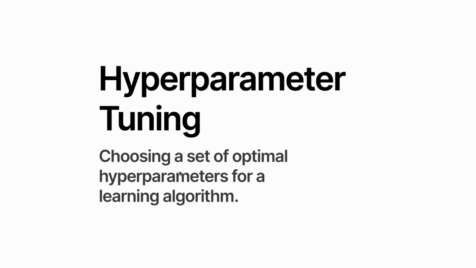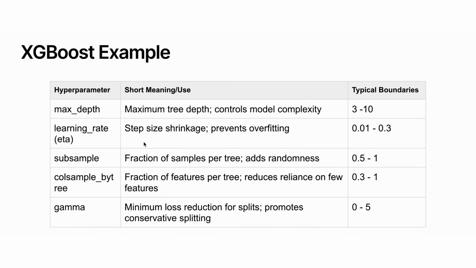In this video, we'll be talking about hyperparameter tuning, which is a technique of choosing a set of optimal parameters for a learning algorithm. Let's move forward. Look at an XGBoost example to explain hyperparameter.